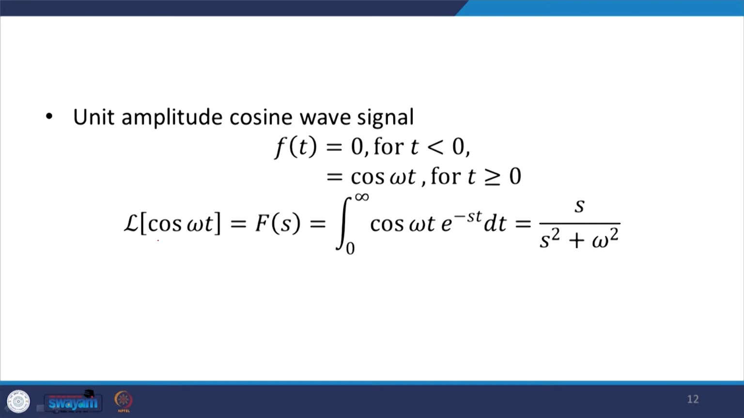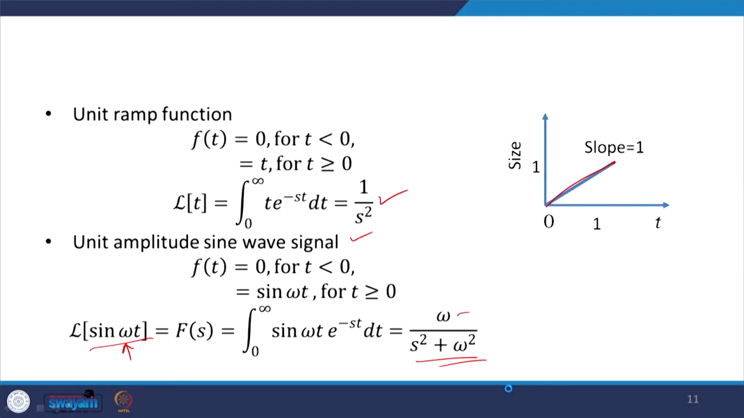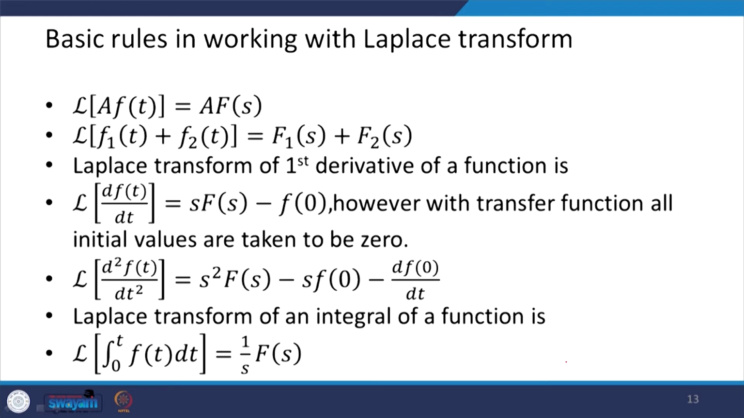Similarly, the Laplace transform for cos omega t will be s by s square plus omega square, and the Laplace transform for sin omega t is omega by s square plus omega square. So, there are certain basic rules in working with Laplace transforms.